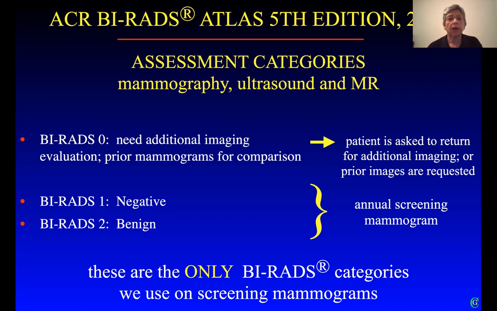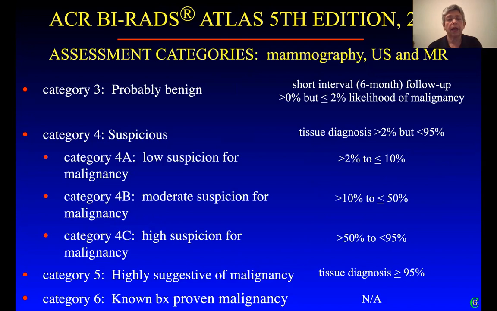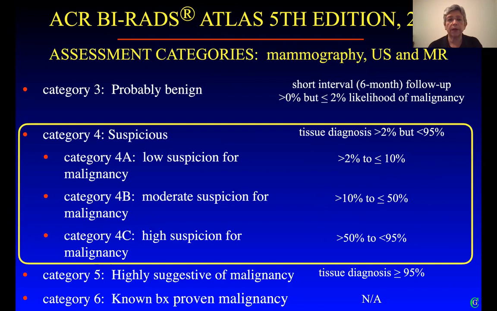Once we call a patient back, we have many other additional BI-RADS categories available to us. The category 3, I'm going to spend the next 25 minutes or so discussing. The category 4, the suspicious findings, can be further subdivided into 4A, 4B, and 4C. Low suspicion for malignancy is 4A, where the likelihood of malignancy is greater than 2%, but less than or equal to 10%. The moderate suspicion for malignancy, 4B, is greater than 10% likelihood, but less than or equal to 50%. And then category 4C, a high suspicion for malignancy, is those lesions that have a greater than 50% chance, but less than 95% chance of malignancy.